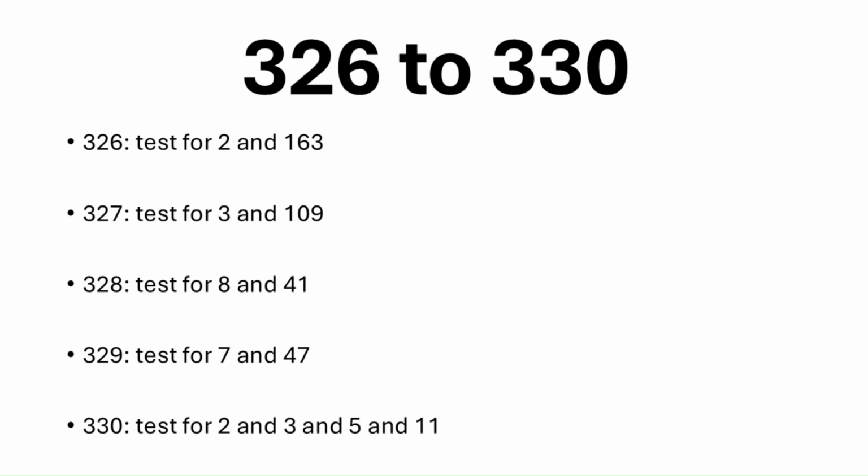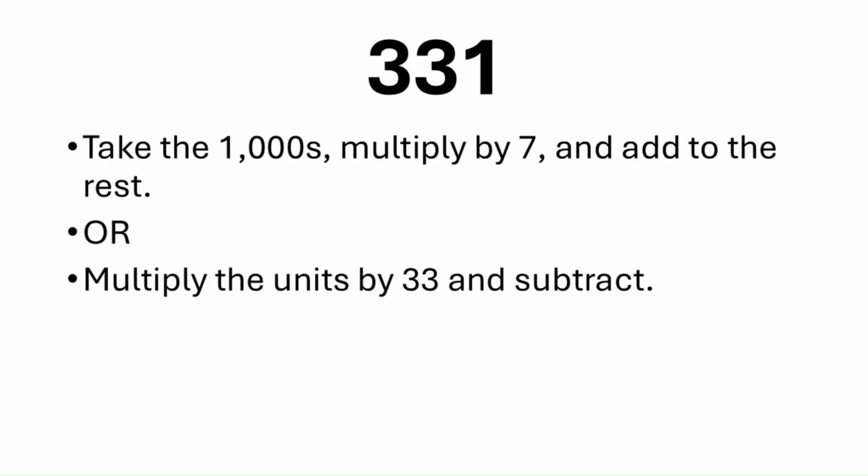326, test for 2 and 163. 327, test for 3 and 109. 328, test for 8 and 41. 329, test for 7 and 47. 330, test for 2 and 3 and 5 and 11. 331. Take the 1000s, multiply by 7, and add to the rest. Or multiply the units by 33 and subtract.